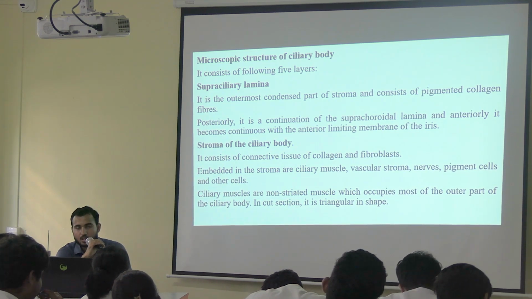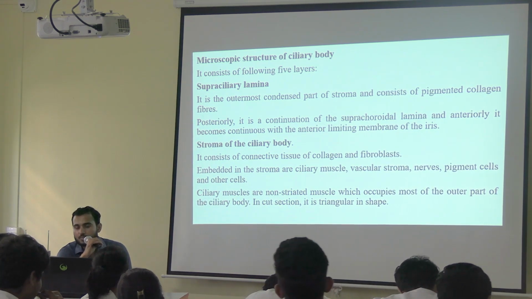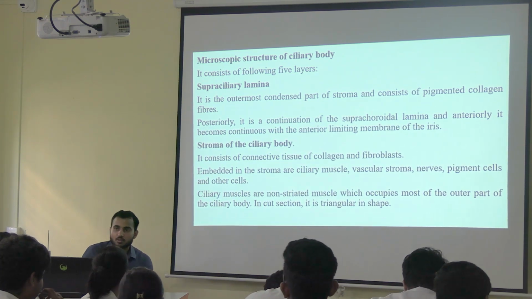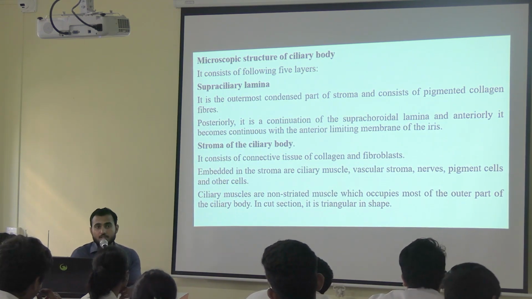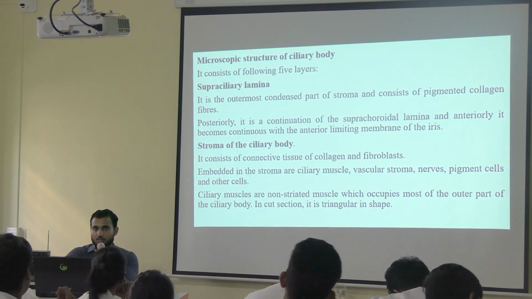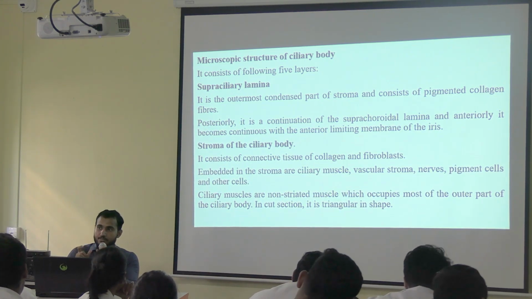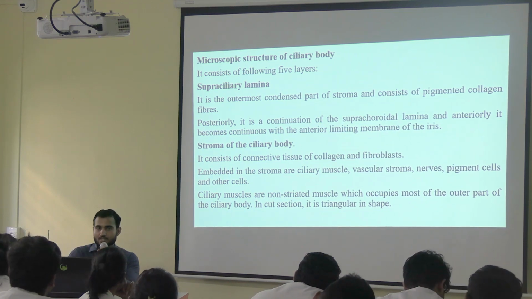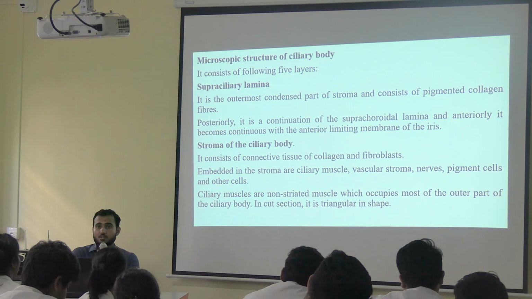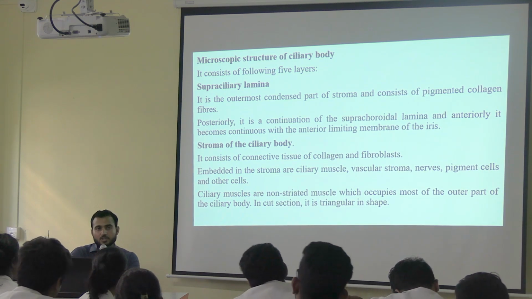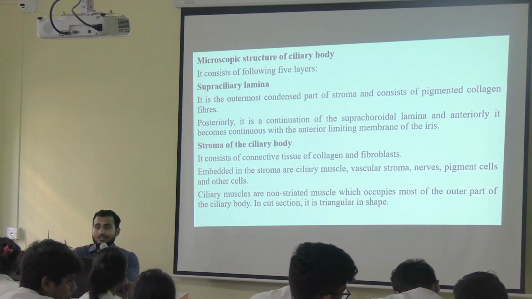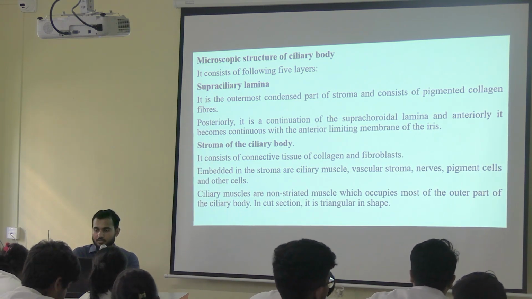Now, can you tell me which type of muscles are there in the ciliary body? Which type of muscles are present? 3 groups of muscles are there, which means the muscle fibers are arranged in 3 different sets. Oblique, longitudinal, and circular muscle fibers are there. So which type of muscle fibers are these? Smooth muscle fibers. These are not skeletal muscle fibers. These are smooth muscle fibers.